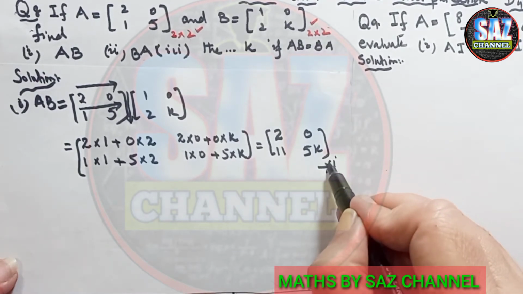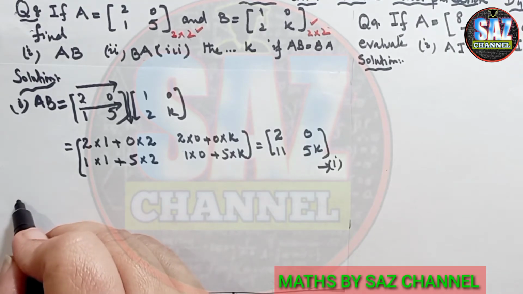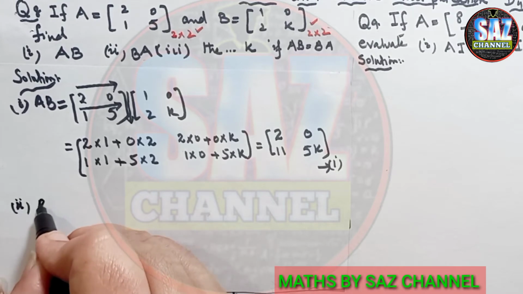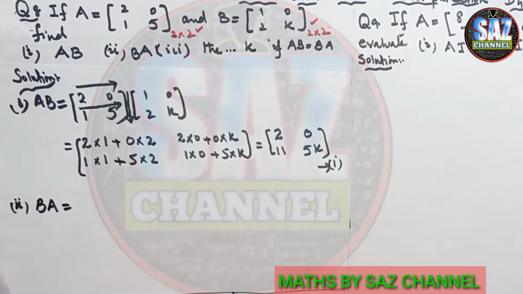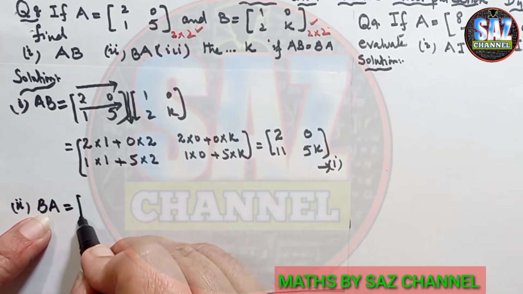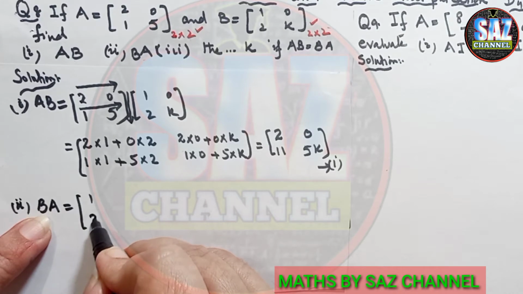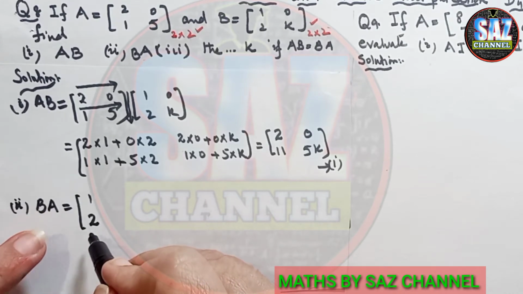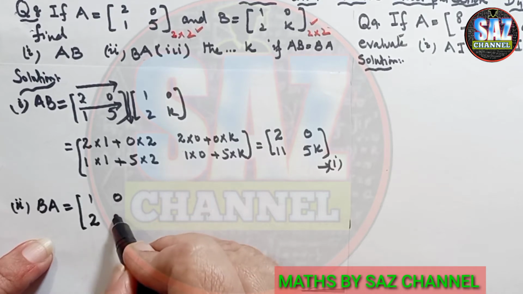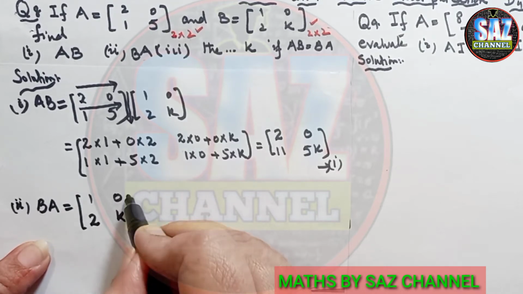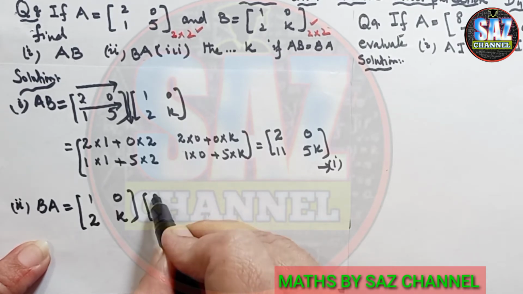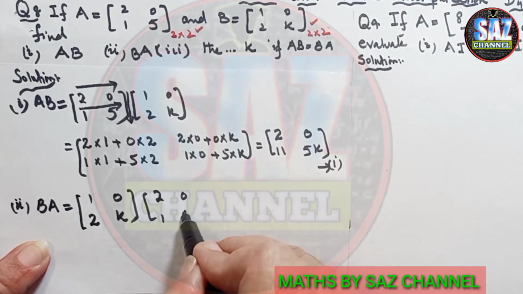And coming to the second part, that is BA. Now we have to write BA first, and be careful: when matrix B is given first, I have to write the elements of matrix B first. We have to try to understand the difference between matrix multiplication and simple multiplication. Matrix multiplication follows some special rules, so we have to be careful. 1 2 0 k multiplied by 2 1 and 0 5.